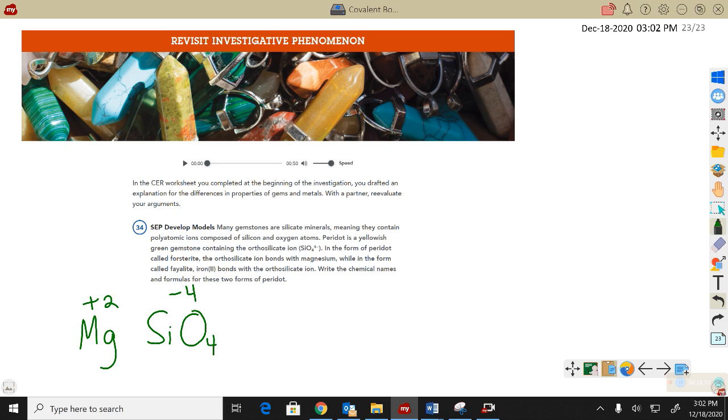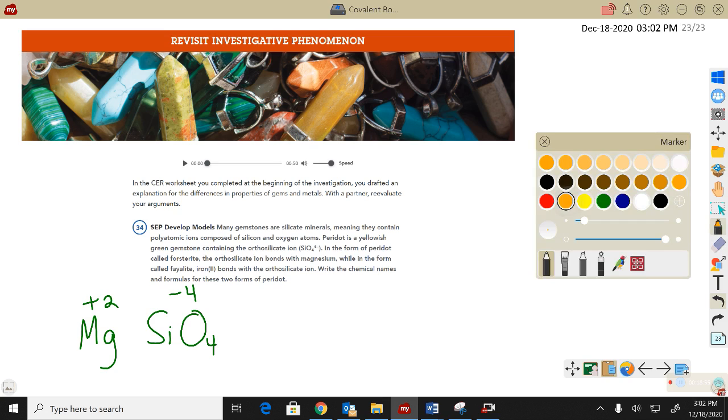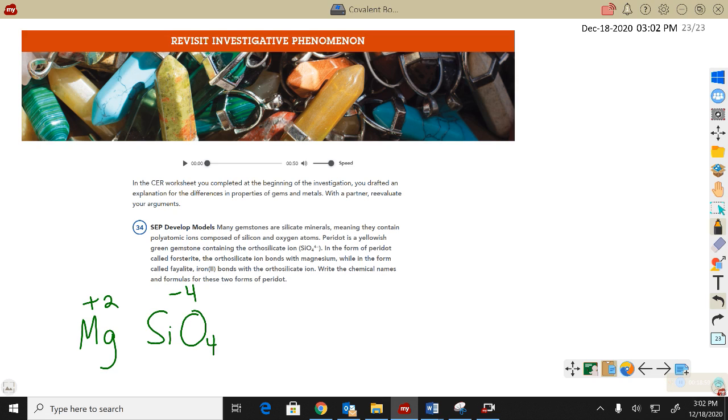If I'm a charge balancer, I'm going to get the right answer immediately because I'm going to say, oh, +2, minus 4, I need 2 magnesium. Then that multiplier would become my subscript. Mg2SiO4. I'm done. Now I don't have to put parentheses around the silicate ion because I only need 1. If I needed more than 1, then I would put it in parentheses.